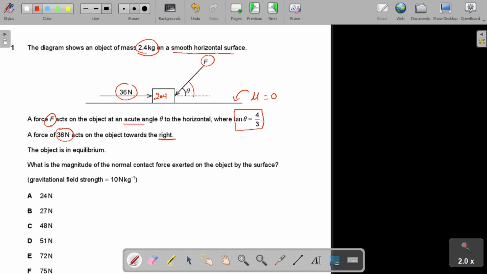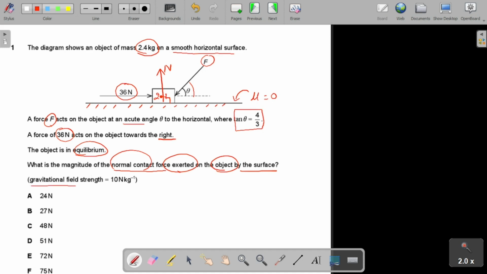So there is a force which is acting towards the right side on this block. The object is in equilibrium. What is the magnitude of the normal contact force exerted on the object by the surface? So first of all, this is our surface, and the question is asking what is the normal contact force exerted on the object by the surface? So it means we have to find the normal force, right? Normal means it is perpendicular to the surface, and it is applied by this surface.